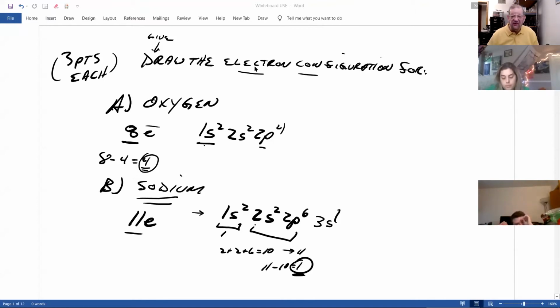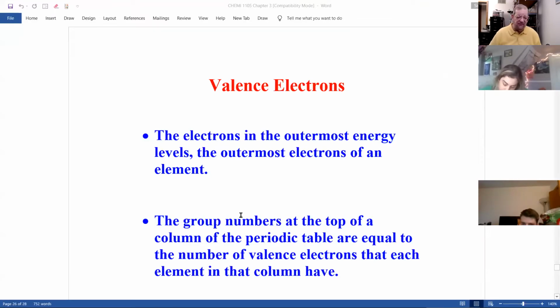So the question is, what are those outermost electrons? And they're called the valence electrons. And this is the important stuff, more important than learning all the rules and exceptions for electron configuration. What are the valence electrons? The valence electrons are the electrons in the outermost energy levels. Another way of saying that is they're the outermost electrons of an element.